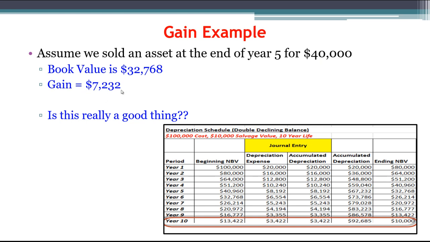Now, when you think of a gain, you tend to think of a good thing. You've gained something. But the question is whether that's really a good thing. And the answer is not really. It's not a bad thing. It's not a good thing. What it basically means is we took so much depreciation throughout the asset's life that we dropped this thing below what its fair market value was. Again, we weren't really trying to match it, but we certainly did not match it here. We declined it so quickly that we went below fair market value, so we have to adjust through a gain.